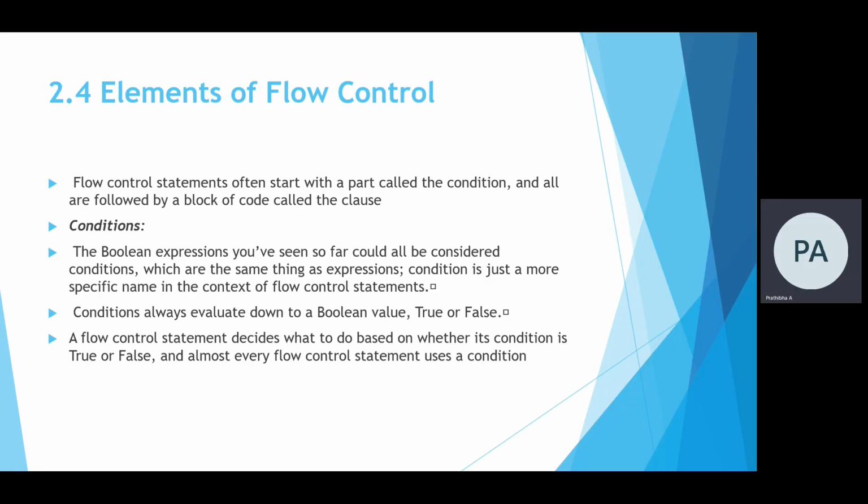Elements of flow control. Flow control statements often start with a part called the condition, and all are followed by a block of code called a clause. Okay, so here we have a condition. We are going to check the condition first. If it is true, then we are going to execute a set of statements, and those will be written down in a block of code.